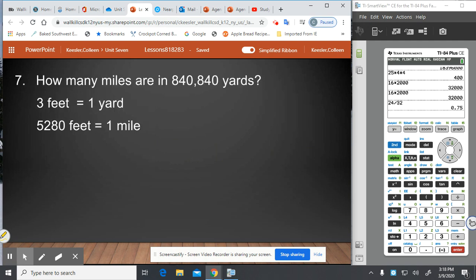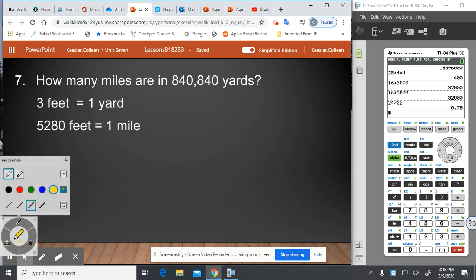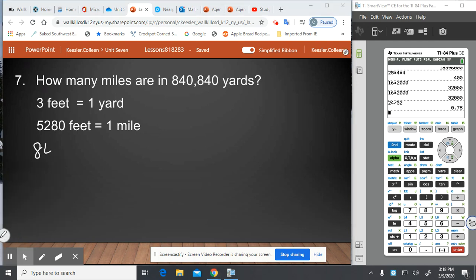All right, let's continue with this. Number 7, how many miles are in 840,840 yards? Okay, so again, we start with the number that we want to convert. So we have 840,840 yards over 1. And we want to convert that to miles. And we know that there are 3 feet in a yard. So that's going to be 3 feet over 1 yard, so that the yards will cancel out. And we also know that there are 5,280 feet in a mile. I want feet to cancel out, so I'm going to put miles in the numerator.